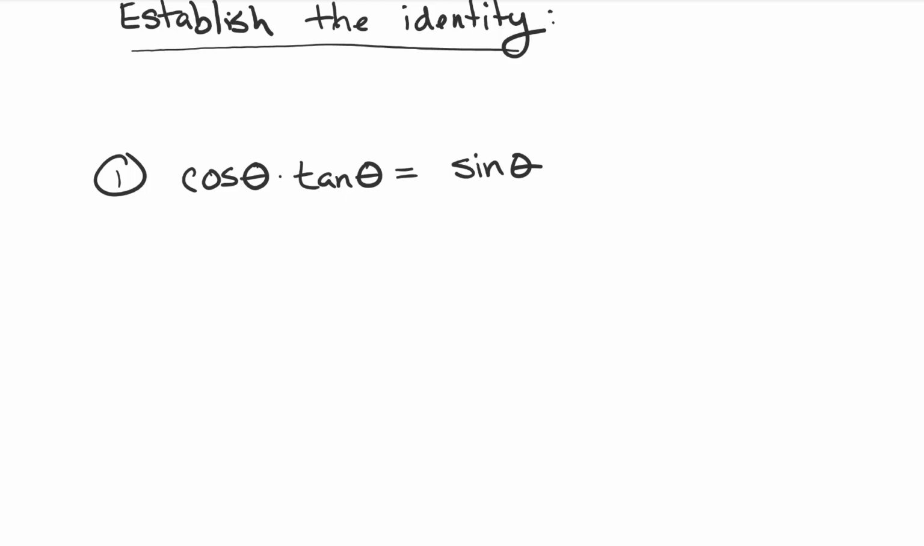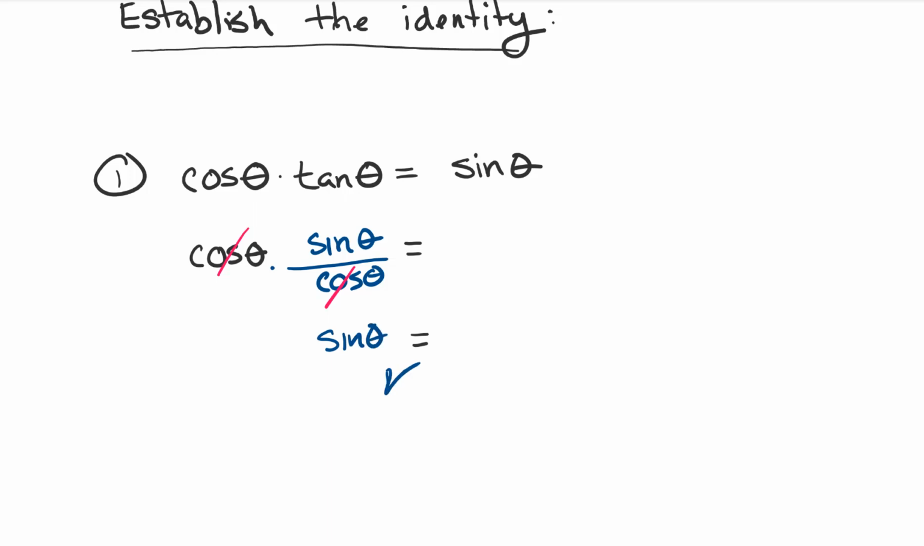So I'm just going to change tangent. Tangent is sine over cosine. Well, look, the cosine goes away. So this is equal to, what's left over? Sine. Okay, we're done. There's no answer to these problems. We already know the answer. That should equal sine.